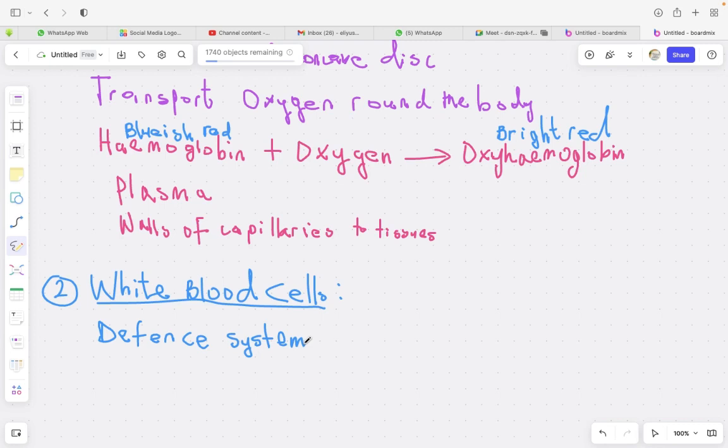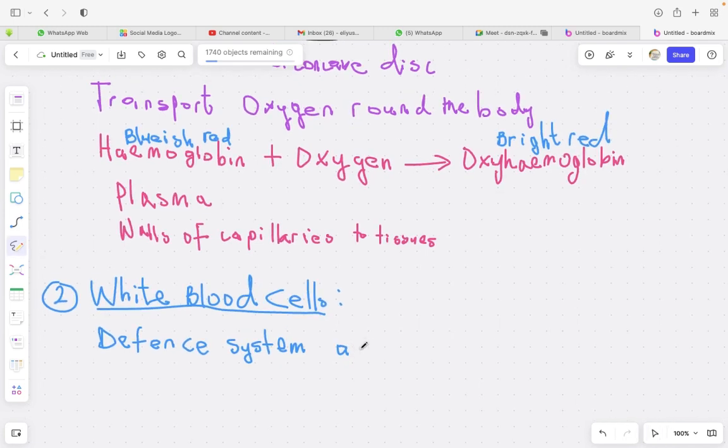They defend our body against bacteria, against viruses, and against any invader. Organisms like the virus, the bacteria, and any other invaders are called the pathogens. So we can just use that general term, pathogen.